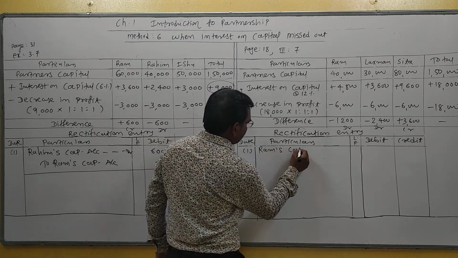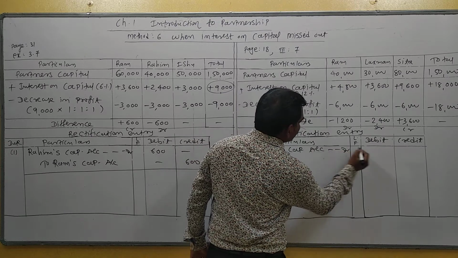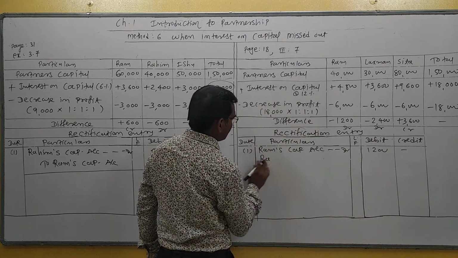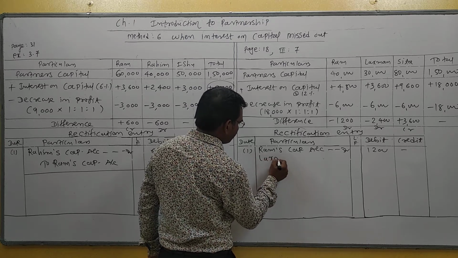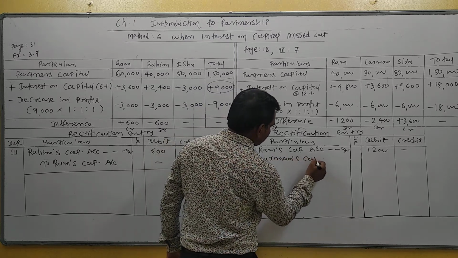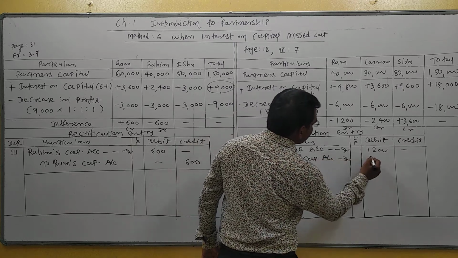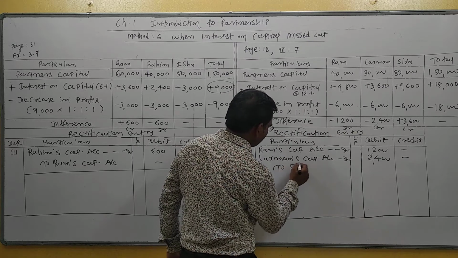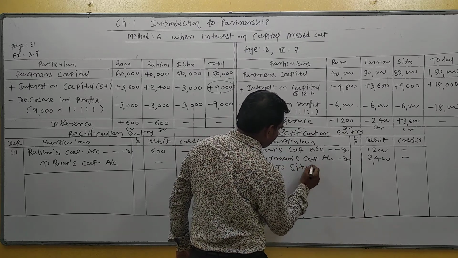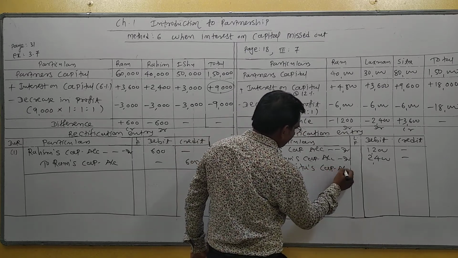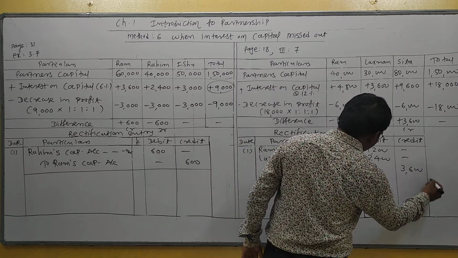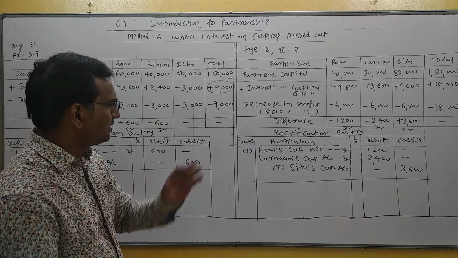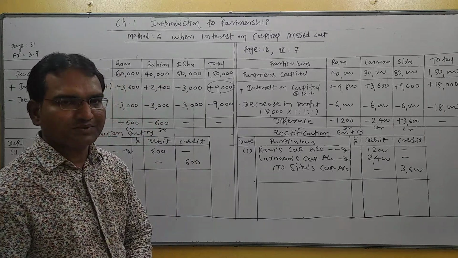Ram's capital account debit 1,200. Lakshman's capital account debit 2,400 to Sita's capital account. Sita's capital account, how much? 3,600. Understand? So this is the rectification entry. Okay, thank you.